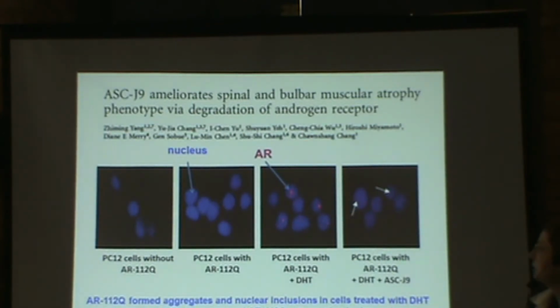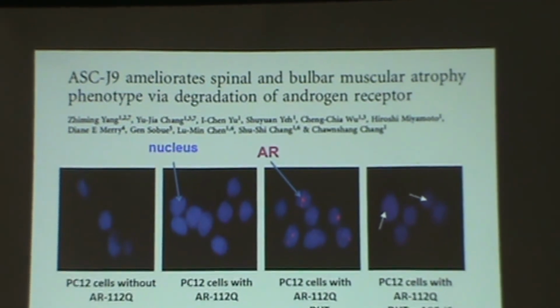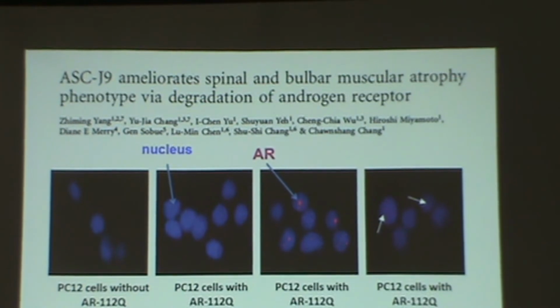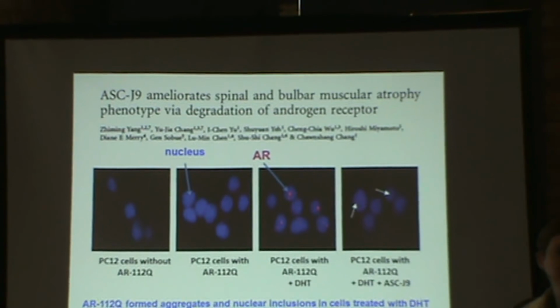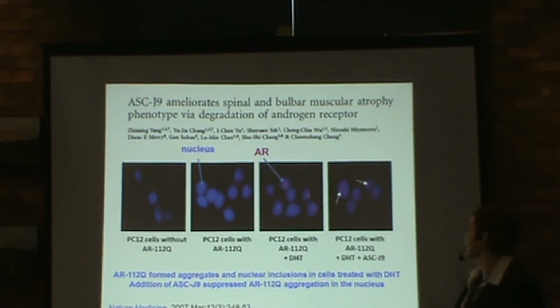This is some work done by, I guess, Dr. Chang's group with Diane Mary. And you may have heard about ASC-J9. Ameliorates, makes better. Scientists like to use fancy words. Spinal bulbar muscular atrophy by degradation of androgen receptor. So we're saying that this drug makes the Kennedy's disease phenotype, or the appearance, better by making the androgen receptor go away. So that's the translation of that.